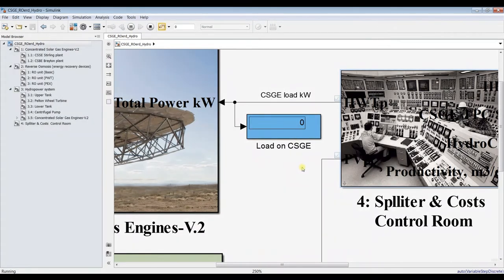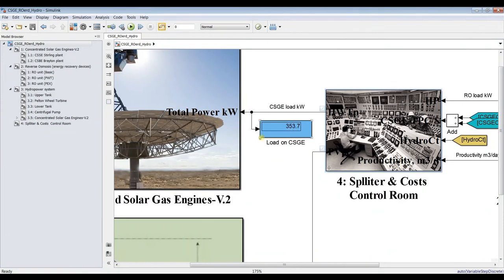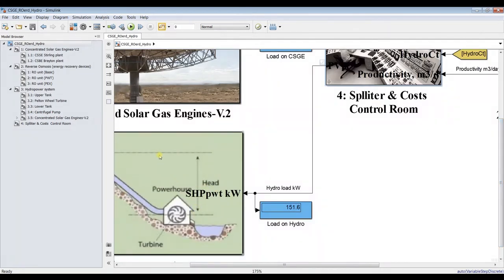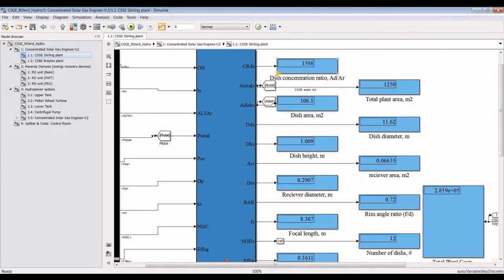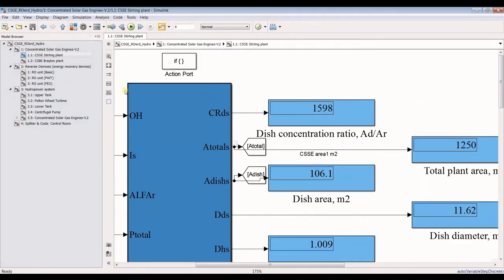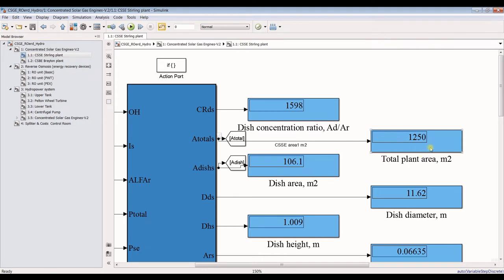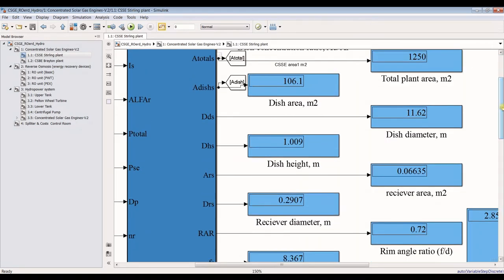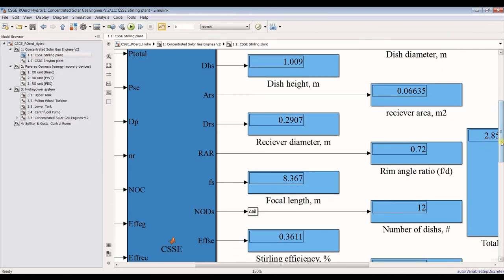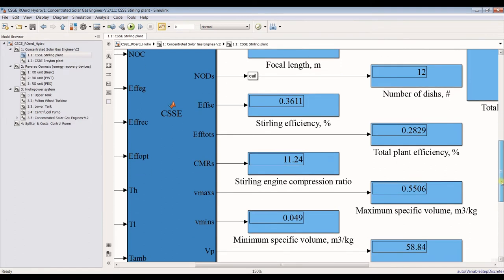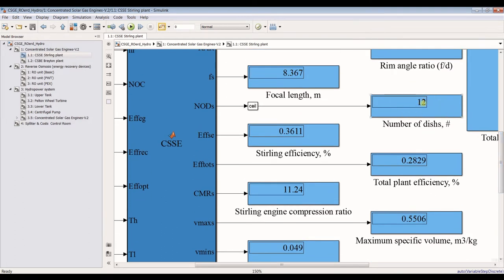70% of 500 kilowatts, therefore we need 300 kilowatts of power from the solar engine and 100 of power from the hydro. Let's go inside the Stirling engine and see our results. This is our concentration ratio, total plant area. Therefore for 300 kilowatts we need this area. It's around 100 for one dish diameter, dish height, receiver area, receiver diameter, rim angle ratio, focal length, number of dishes. We need around 12 dishes for 300 plus kilowatts.